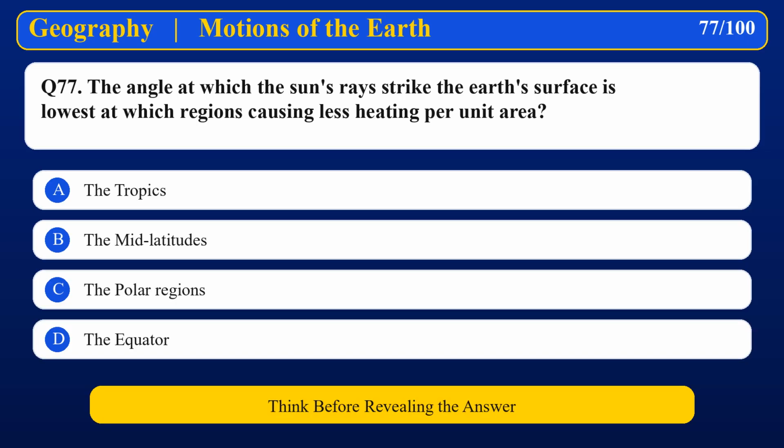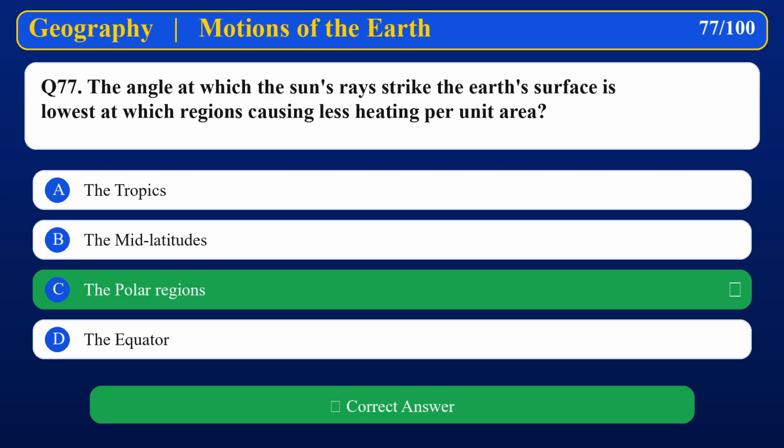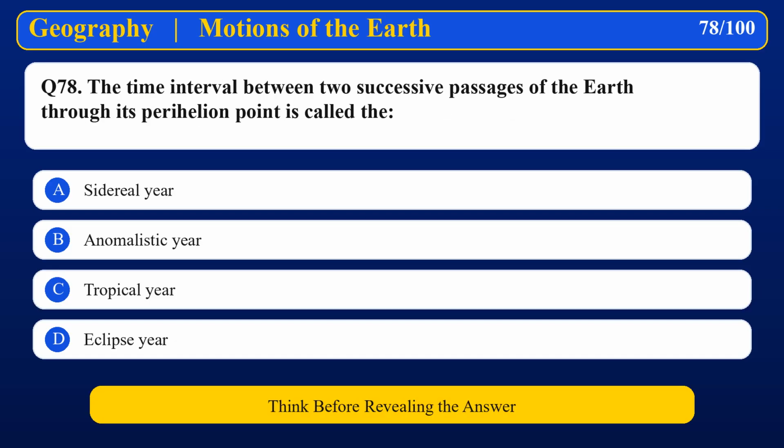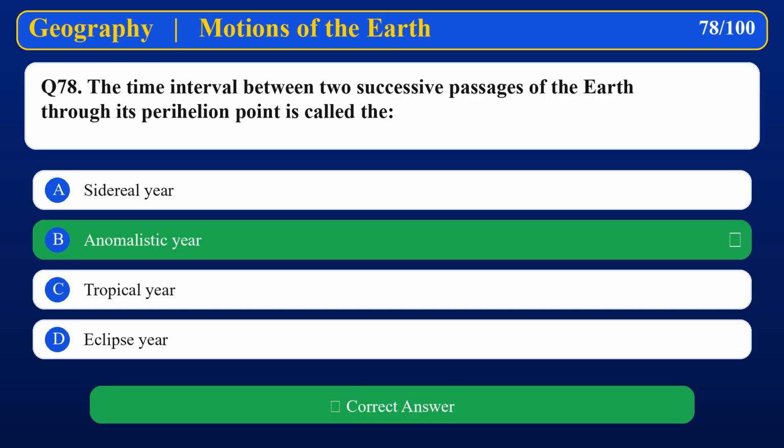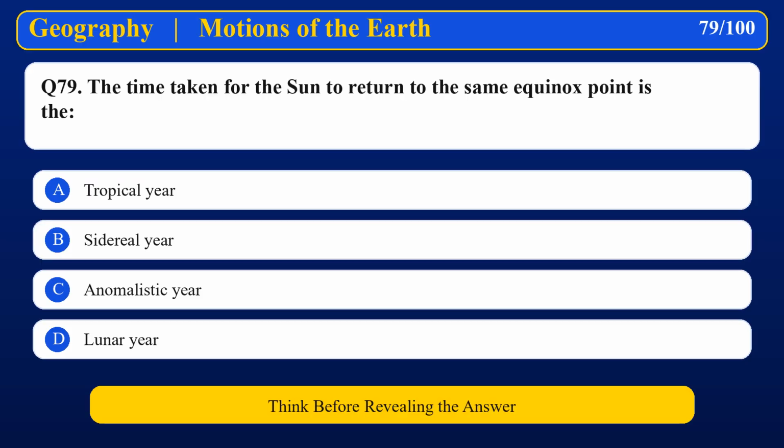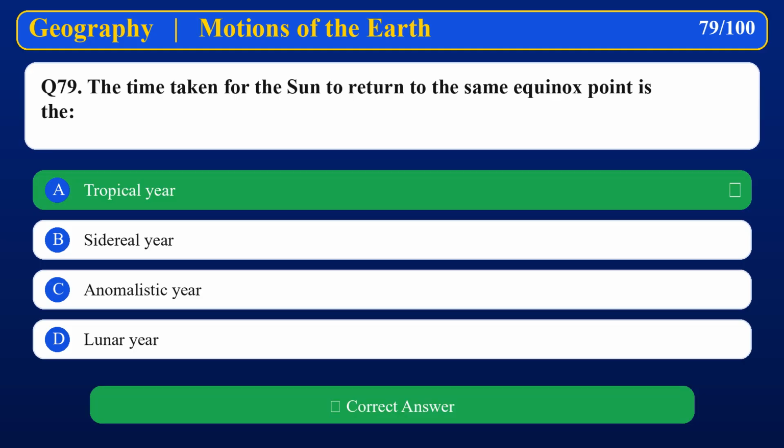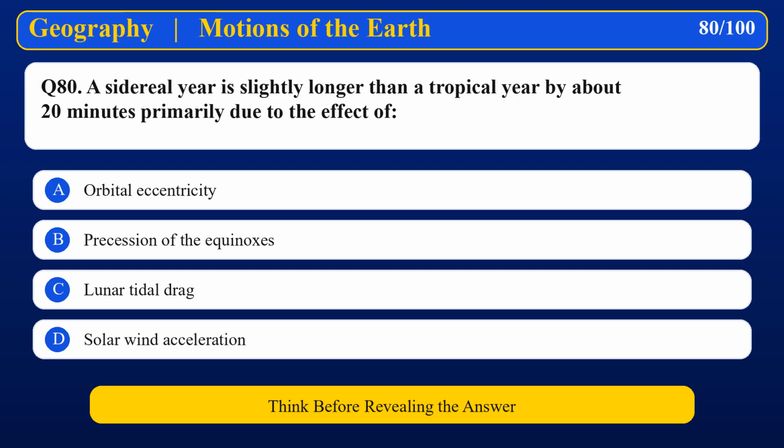At any latitude located completely outside the tropics the noon sun will reach the zenith never. The angle at which the sun's rays strike the Earth's surface is lowest at which regions, causing less heating per unit area? The polar regions. The time interval between two successive passages of the Earth through its perihelion point is called the anomalistic year. The time taken for the sun to return to the same equinox point is the tropical year.